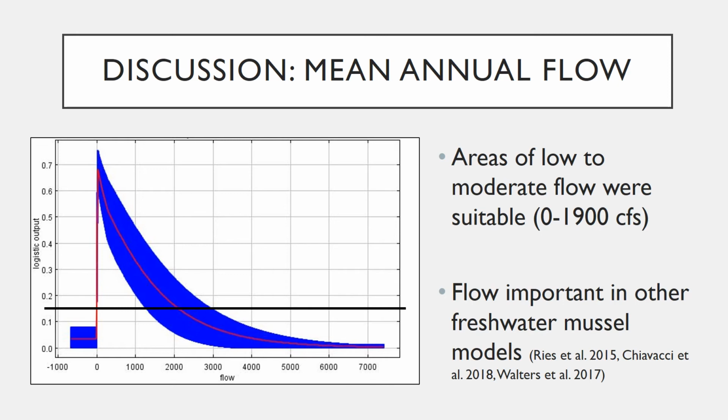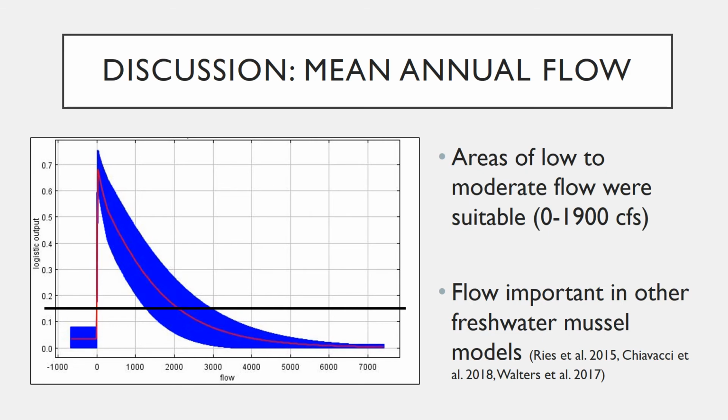And so according to our model and the threshold that we selected, anything below this line is unsuitable and anything above this line is suitable. And so clearly areas of low flow are best according to our model. We can see the species really seems to like areas of low flow, and anything above about 2,000 cubic feet per second is no longer considered suitable.